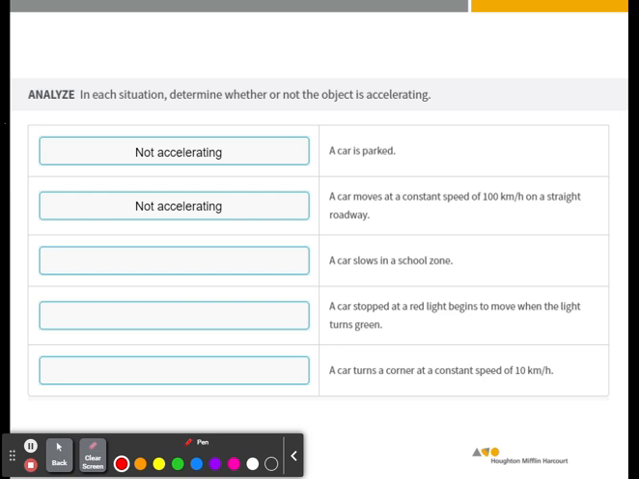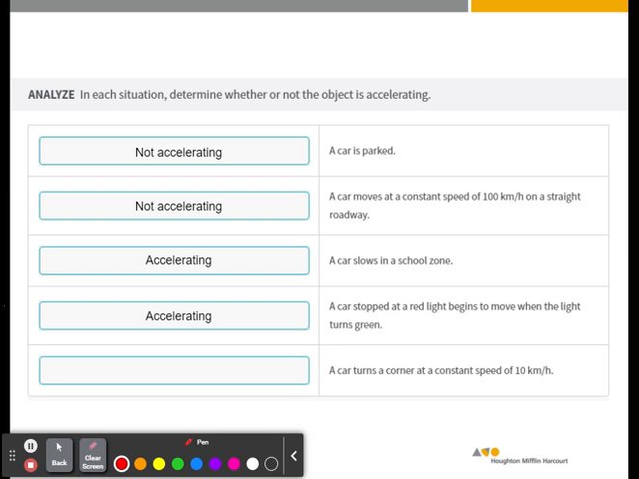If you're going 100 kilometers per hour at a constant rate on the freeway, you're still not accelerating because you're going in a straight line and you're going at a constant speed. If a car slows down in a school zone, then it is accelerating. The acceleration is opposite the direction of the velocity because it's slowing down. It's changing its velocity, so it's slowing down.